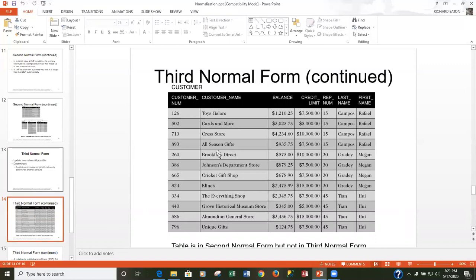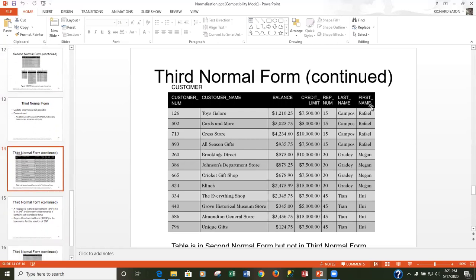And the solution to that is to create yet another table with these three columns and put them in a table by themselves. And in the customer table, we would leave the rep num column by itself. And these last two would be removed from the customer table because these three columns are now in a table by themselves.